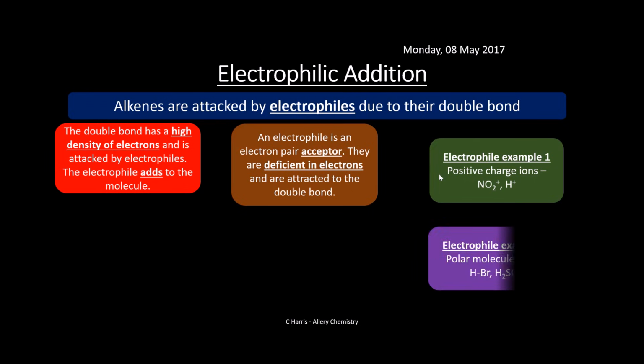So these have a deficiency in electrons. Or you can use polar molecules with a delta positive, so things like HBr, H2SO4, etc. And we're going to look at those examples very soon.